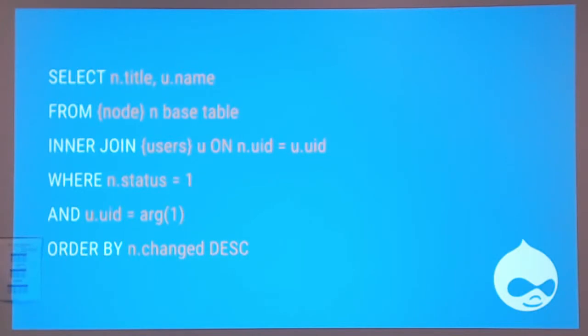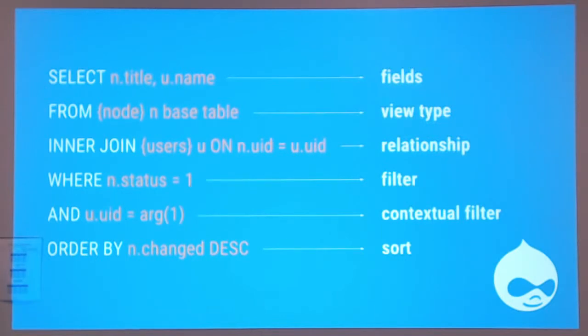Like I said earlier, Views is just an interface for building queries. This is just a simple select query to pull node titles and the username associated with that node title, with an inner join, a couple of arguments, and an order. How those map out, as you'll see in the demonstration: the select is essentially the fields, the from is the view type, the inner join is a relationship, the where is a filter, and then there's also an additional contextual filter, which you can pass arguments to. That's what that arg function is. And then the sort is the order by.